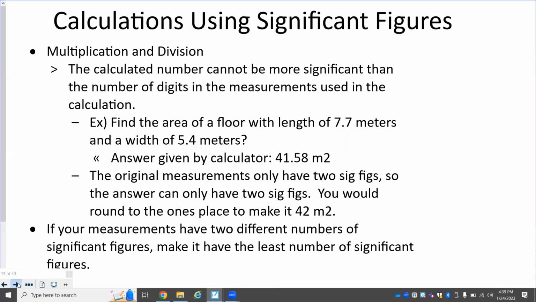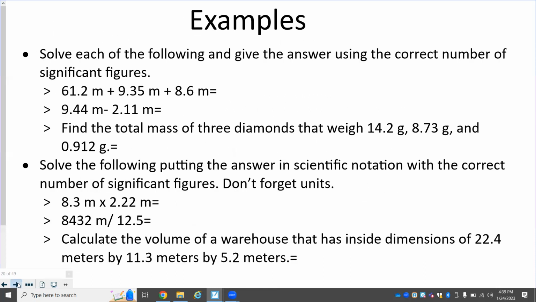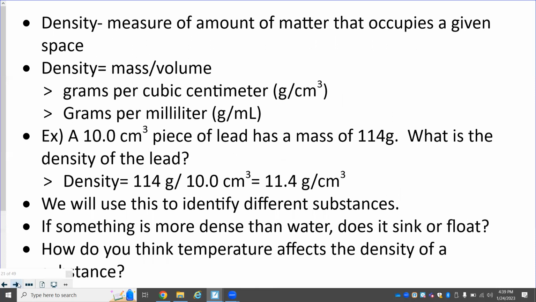I'm going to skip ahead. We're going to come back to sig figs later on. But some of the different measurements that are calculation based for us that we're going to deal with, one of them is density. Density is something that we're going to use several times throughout the semester.